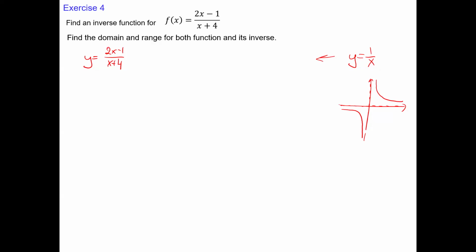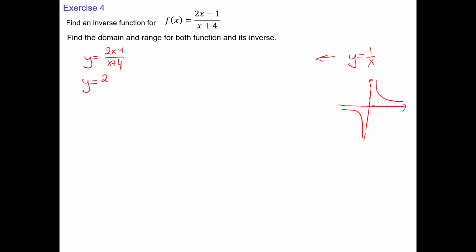We have a couple of ways. We may do it algebraically. I'm still not looking for the inverse. I'm just trying to get the graph.